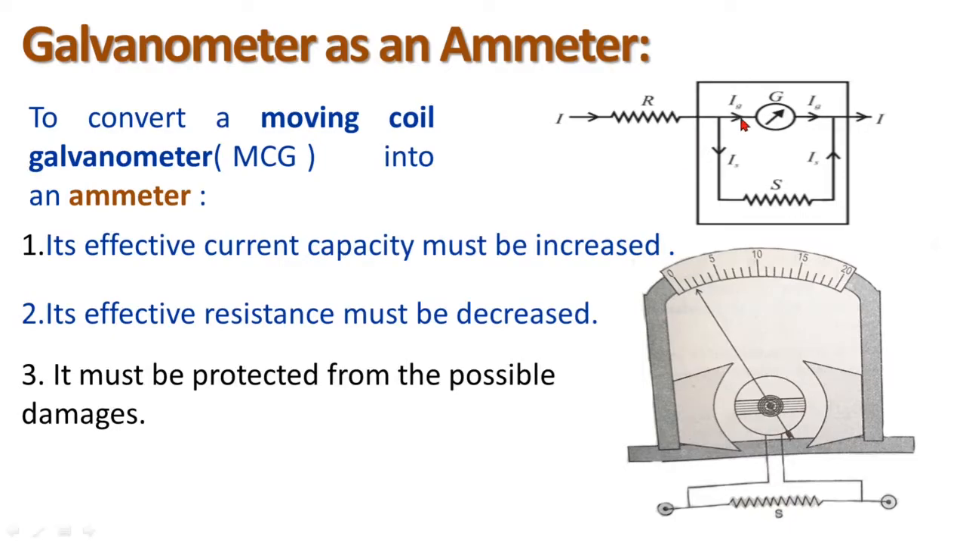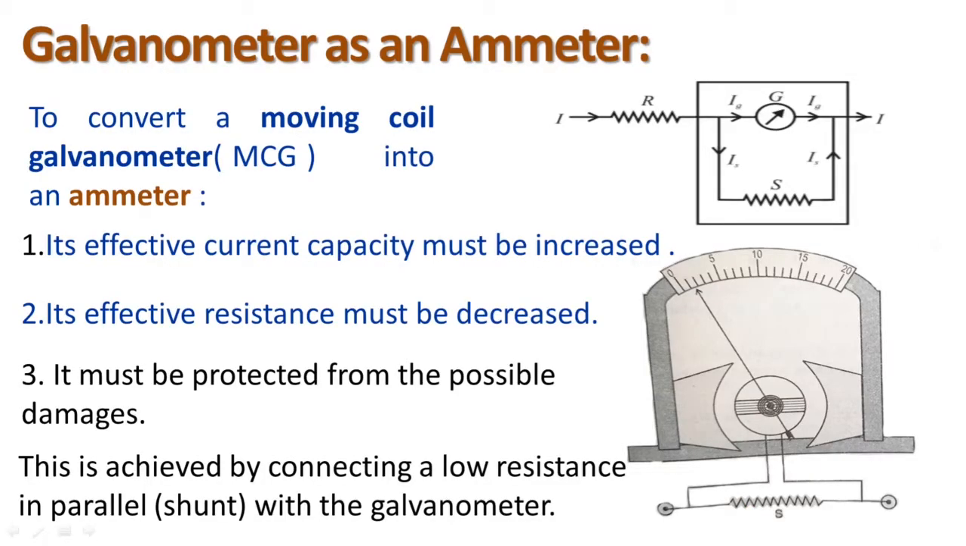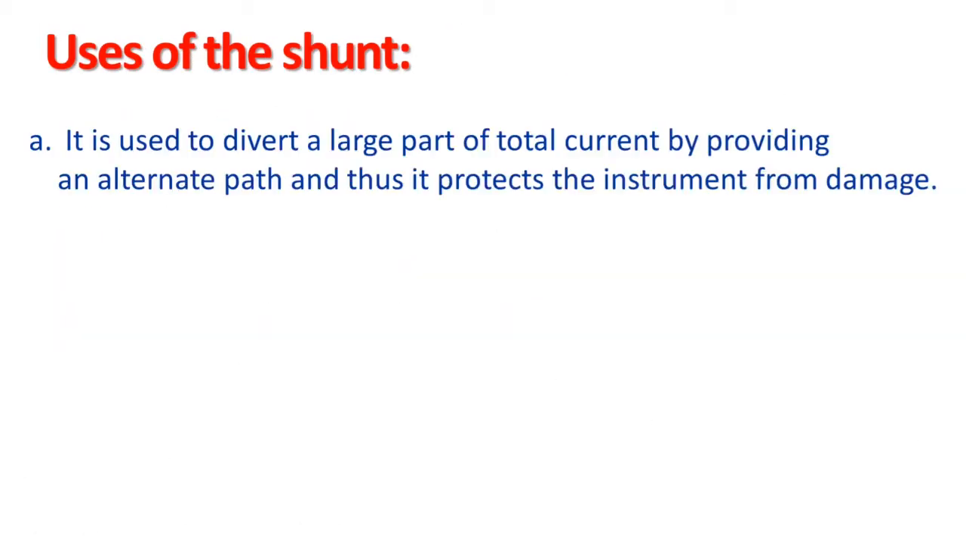This arrangement is shown in the circuit diagram. As shown here, S is the low resistance connected in parallel. Also, the construction shows the low resistance S connected parallel to the galvanometer. Thus, connecting a low resistance in parallel with the galvanometer, it is converted into an ammeter. Let's see uses of the shunt.